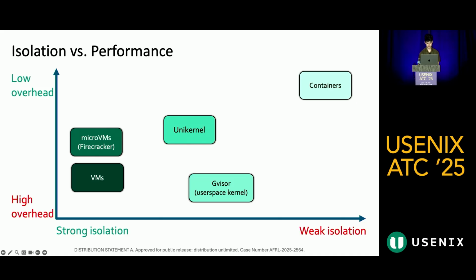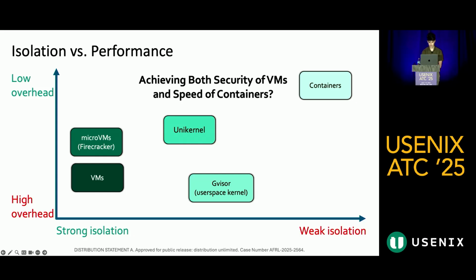Some in-between approaches like micro-VMs or unikernels reduce the cost slightly while still offering moderate isolation. On the other end, we have containers, which offer excellent performance, but expose the system to weaker isolation. So our question is, can we have both? That brings us to our proposed solution, LITESHIELD.